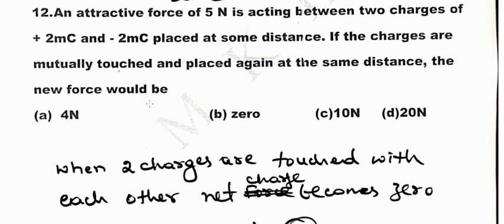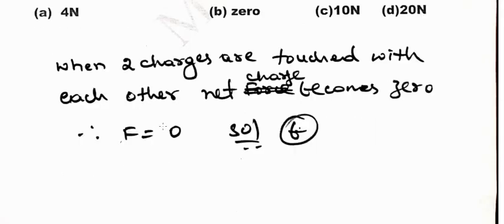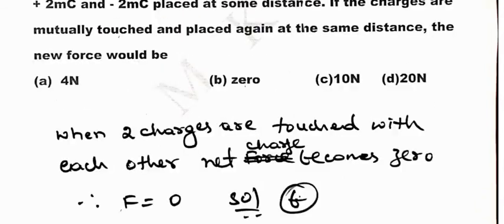See here, very easily you can say the force would become 0, because when you touch the two charges, what will be the net charge? Plus 2 millicoulomb minus 2 millicoulomb. The net charge becomes 0, and hence no force acts between the two charges. So F would be equal to 0.